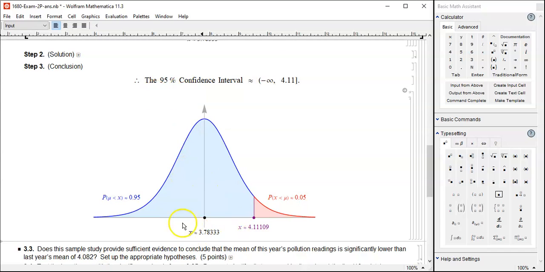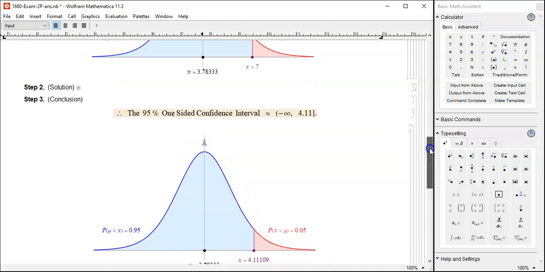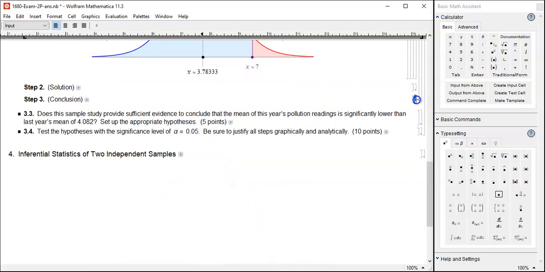95% confidence interval, one-sided confidence interval goes from negative infinity to 4.11. Okay, all right. This is not a typo. This is a confidence interval, but a one-sided confidence interval. The 95% upper confidence bound is 4.11.